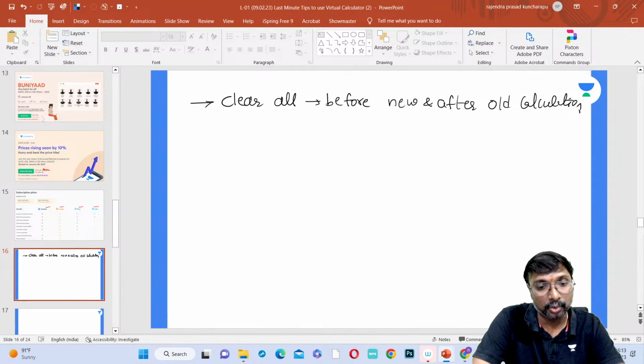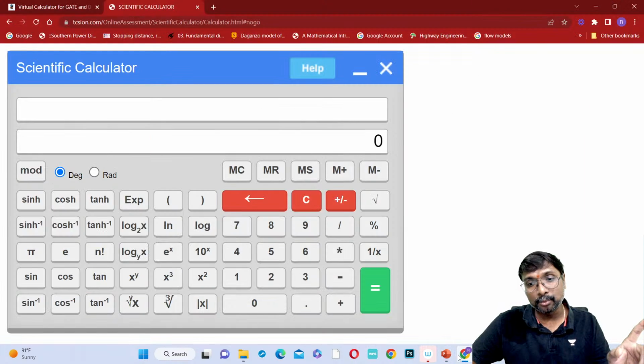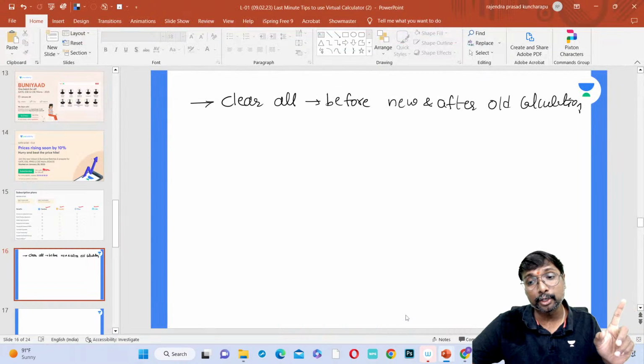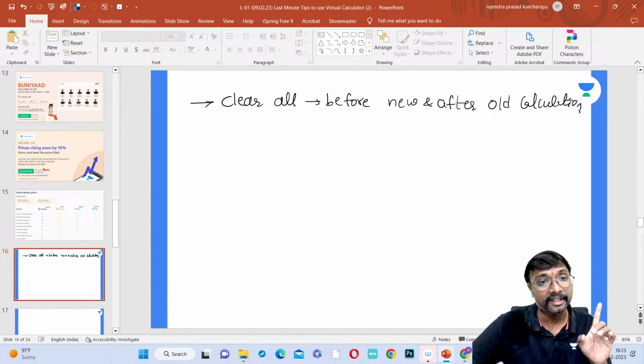After clearing this data only you have to go ahead. Without clearing this data, don't go for the next one, right? That is the most important thing to be noted whenever you are using this virtual calculator. Without clearing the data, don't go for the other.